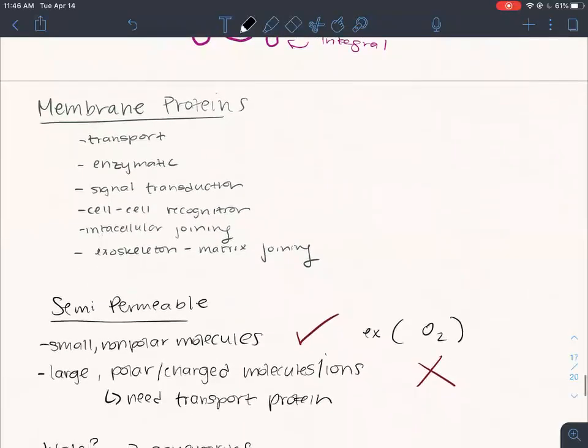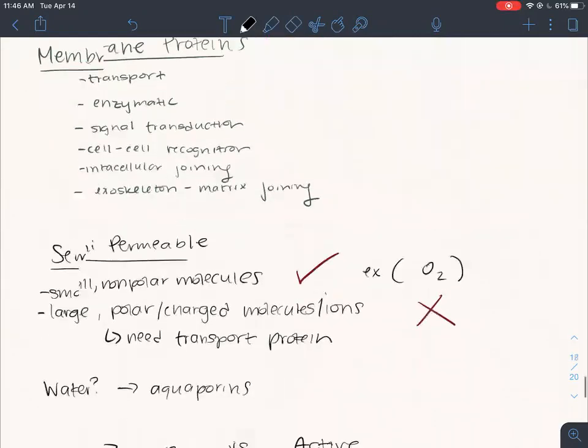So let's talk about membrane proteins. Membrane proteins can serve a lot of functions. They can be used for transport, they can be enzymatic, signal transduction, cell-to-cell recognition, intracellular joining, and exoskeleton matrix joining. And we'll learn more about these types of proteins as we go throughout the course. So like we'll learn about enzymatic, signal transduction, and yeah.